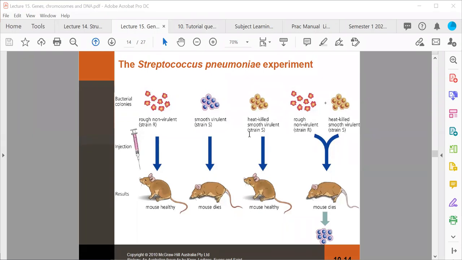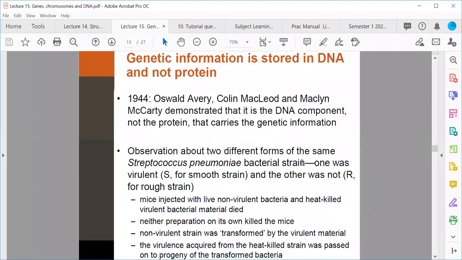All right, so let's go back now and we can understand this process here. Mice injected with live non-virulent bacteria and heat-killed virulent bacteria died. Neither preparation on its own killed the mice. The non-virulent strain was said to be transformed by the virulent material. That is, the non-virulent strain of bacteria could actually take up bits of DNA from the environment. The virulence acquired from that transformation process was even passed on to the progeny of that transformed bacteria.